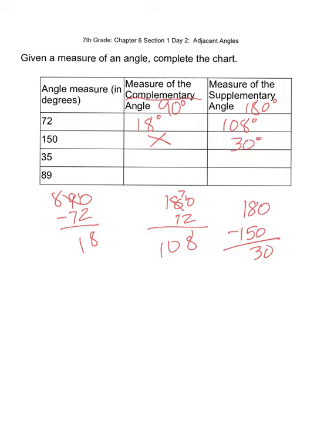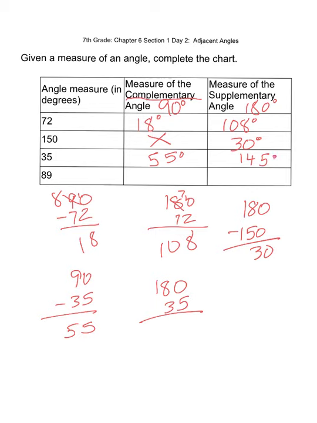My next one, 35 degrees. Complementary, 90 minus 35, I get 55 degrees. Supplementary, 180 minus 35, I get 145 degrees. And my last one, 90 minus 89 is 1 degree. My supplementary is 91 degrees.